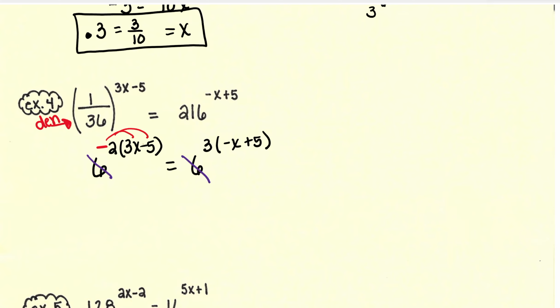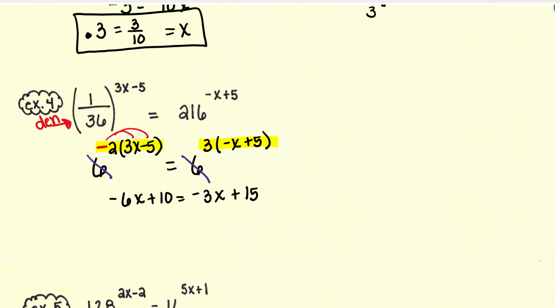Make sure you distribute your negative through very carefully. Set those equal to each other, and you'll have your answer. So that's negative 6x plus 10 is equal to negative 3x plus 15. Now we need to solve this equation.